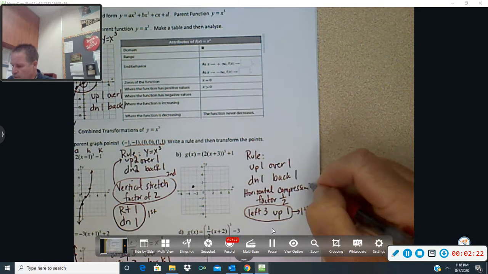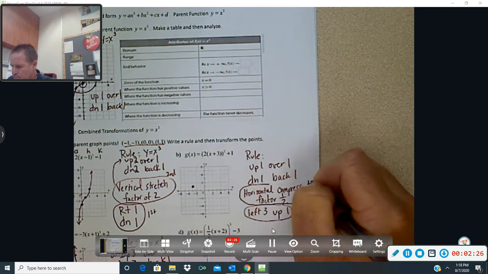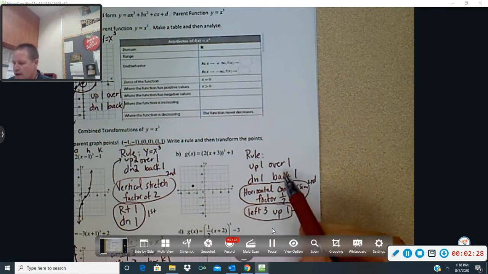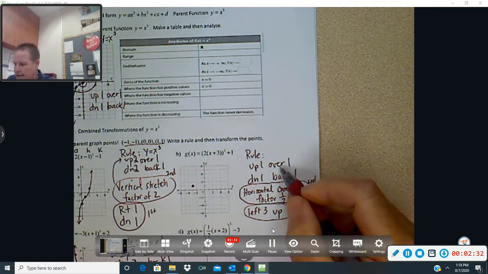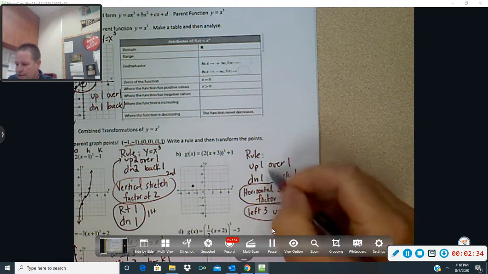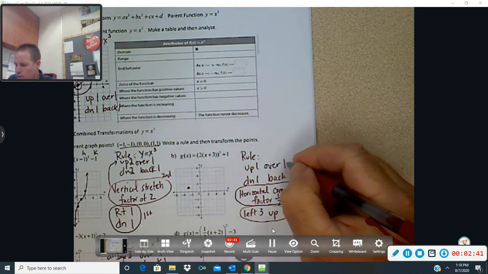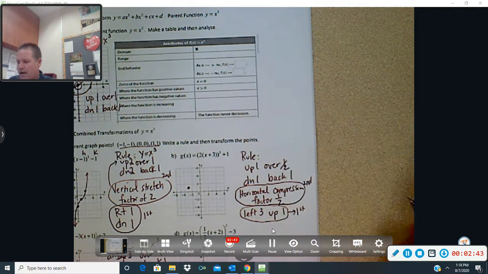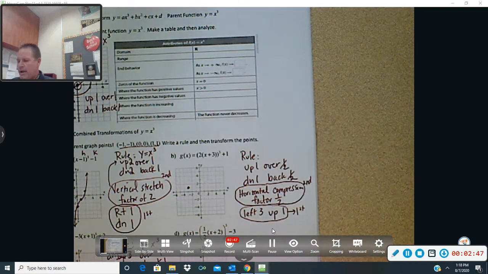Now, we've got to do this second. So now this is the part, this horizontal compression. So horizontal is side to side. Okay, side to side is over and back. We're not going to change the up and down. We're going to change the over and back by a factor of 1/2. So instead of going over 1, now we'll be going over 1/2. Instead of going back 1, we'll be going back 1/2.